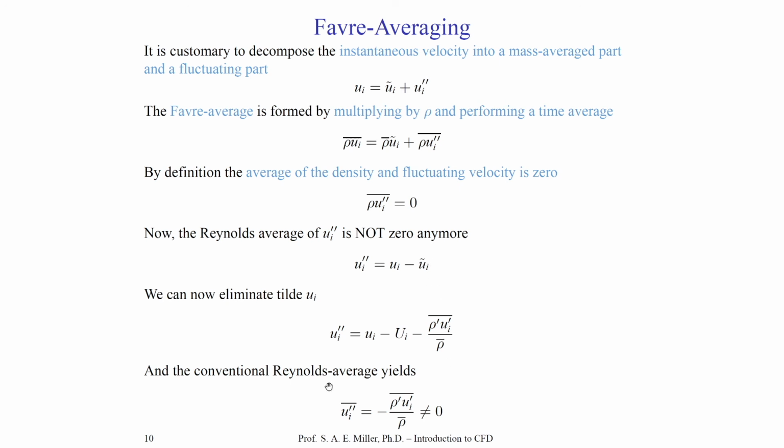The conventional Reynolds averaging will yield an equation like this. Ui double prime bar, that is if we're averaging a fluctuation of a mass average, negative rho prime ui prime bar over rho bar. And of course that will not be equal to 0. You'll see that, of course, right here. And it's not equal to 0.